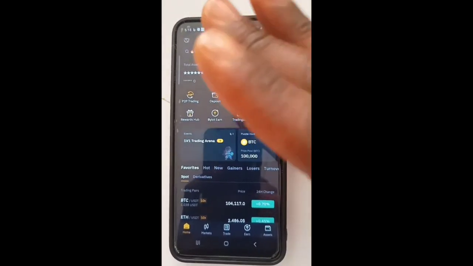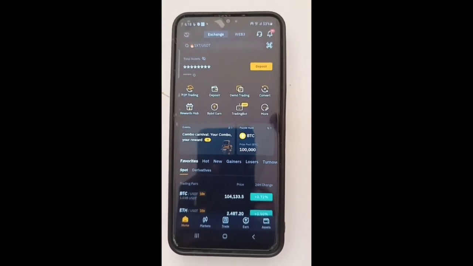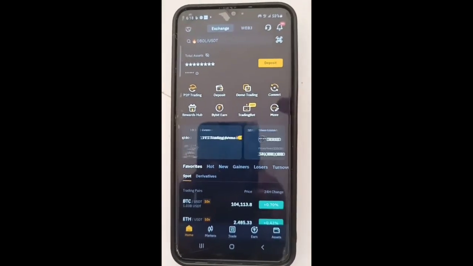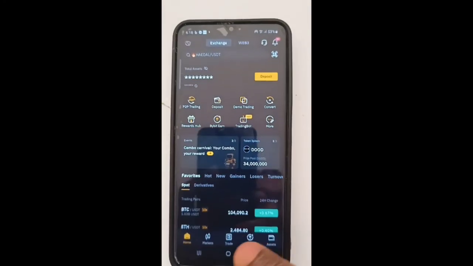All right, so if you take a look at this, you can see this is my Bybit account. I want to go to my profit and loss for us to see how far I'm doing when it comes to trading in my Bybit account. As you can see, this is my Bybit, so I'm going to click on trade.